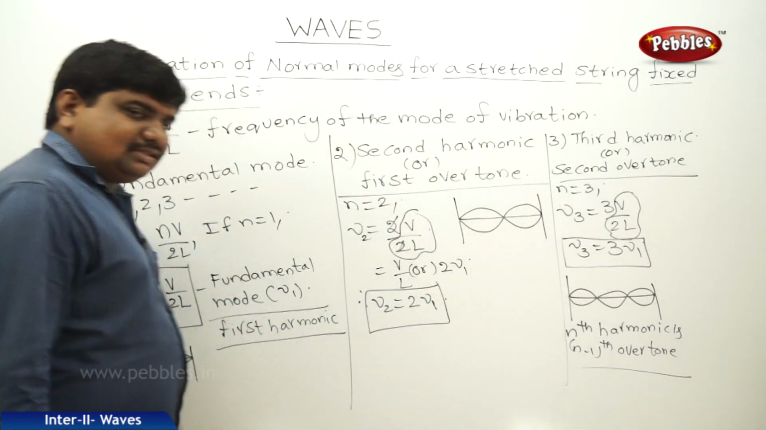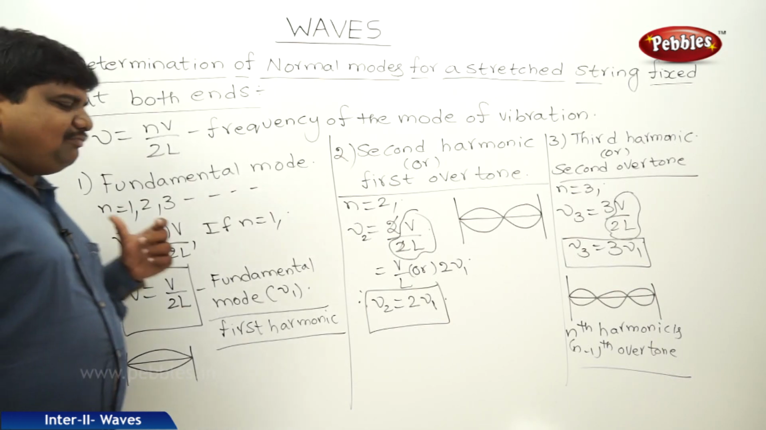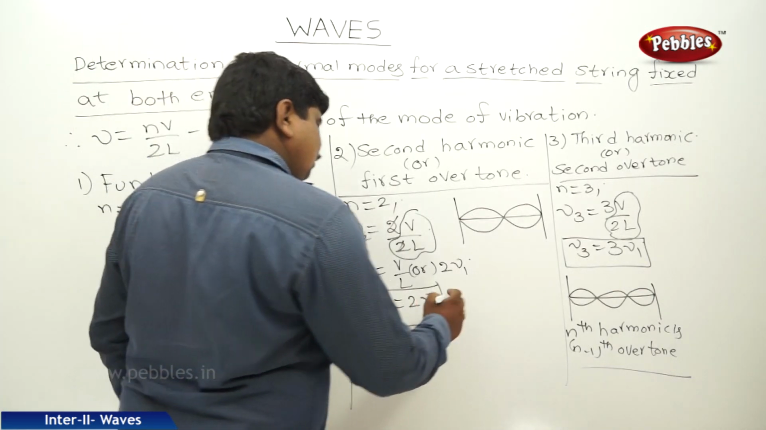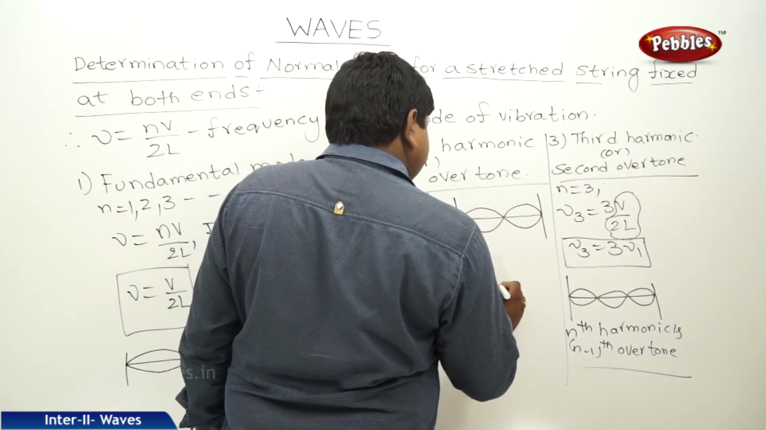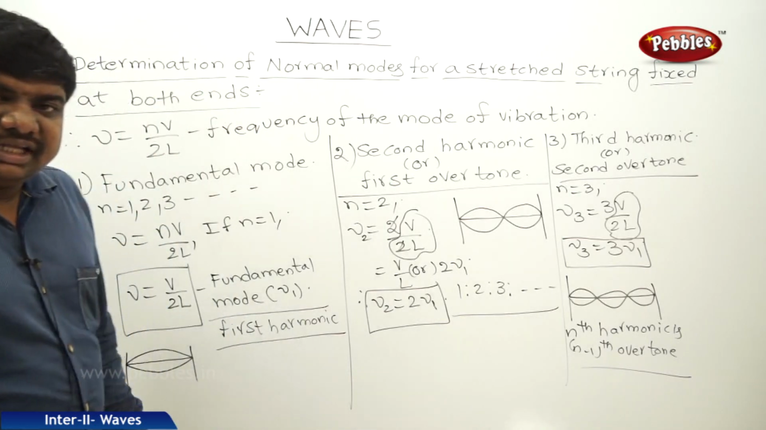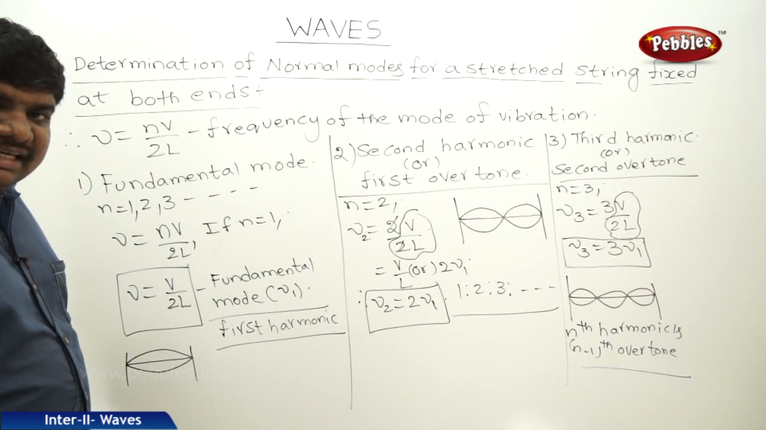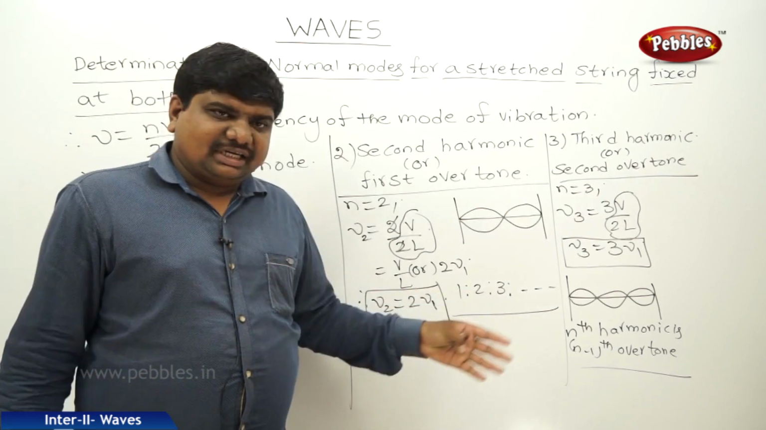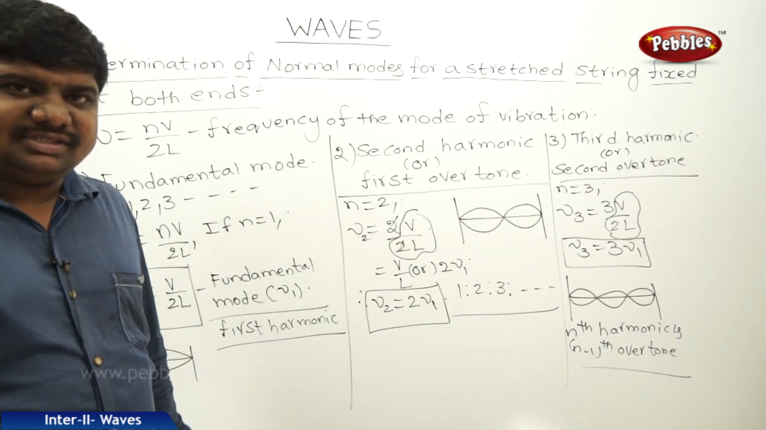In these cases, the ratio of the frequencies of vibration is 1:2:3 and so on. The ratio of the modes of vibration in nodes is 1:2:3. So all harmonics are possible.